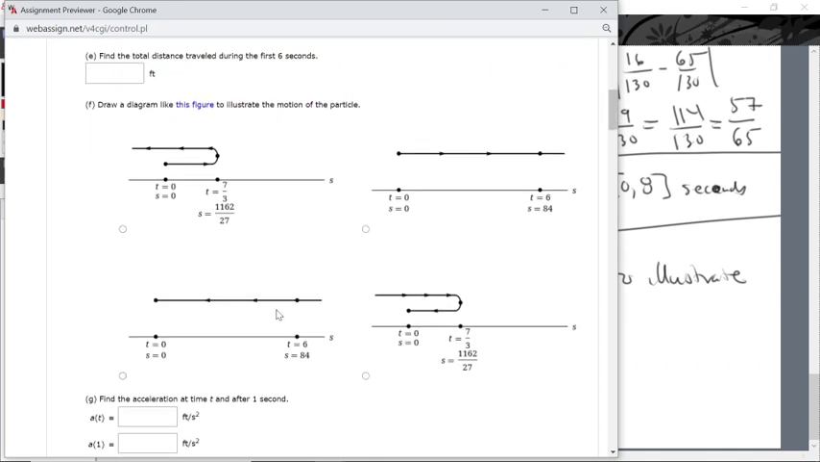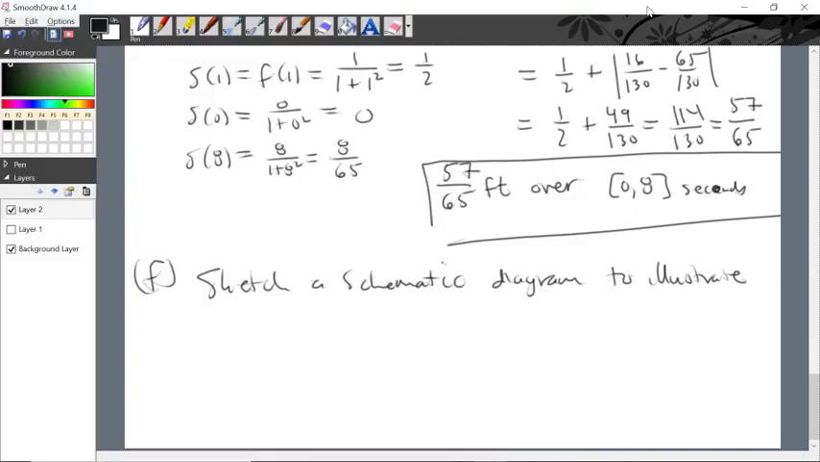Here we are again, WebAssign, giving graphs where it's multiple choice, okay? But we should be able to construct these graphs if we are not already shown what the answers are supposed to be, right? So sketch a schematic diagram to illustrate the motion of the particle.